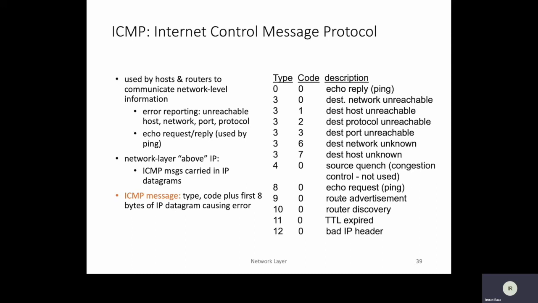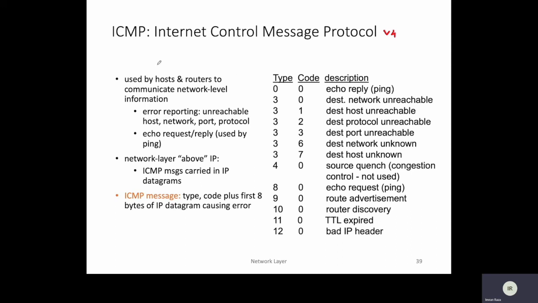Since we know that IP is connectionless, IP has no mechanism whatsoever to report any sort of errors. So in order to help Internet Protocol to report network errors, we have Internet Control Message Protocol. And at the moment, we are discussing protocol version 4. So Internet Control Message Protocol is used by the routers and the host to communicate network level information, and most importantly, it is used for error reporting, right?